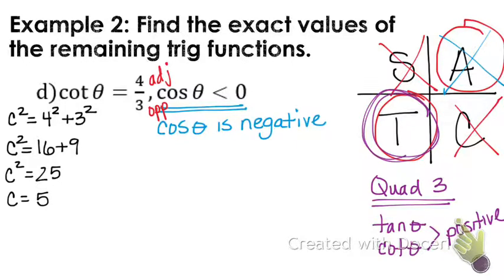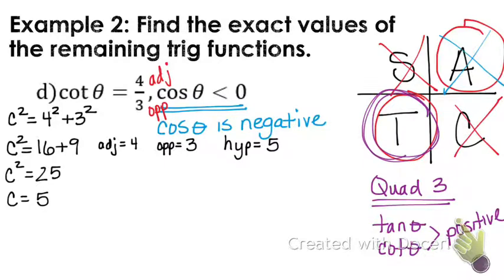So you should have gotten 5. So your hypotenuse is 5. And I showed the work over here if you need to reference that, because I like to write it out. So I know that adjacent is 4, I know my opposite is 3, and I know the hypotenuse is 5.